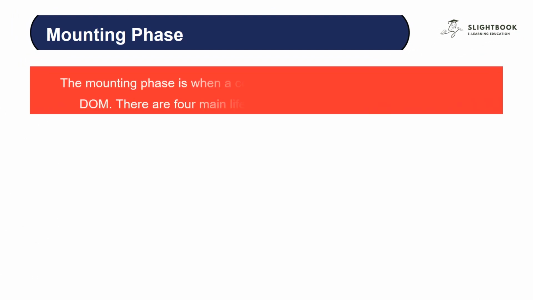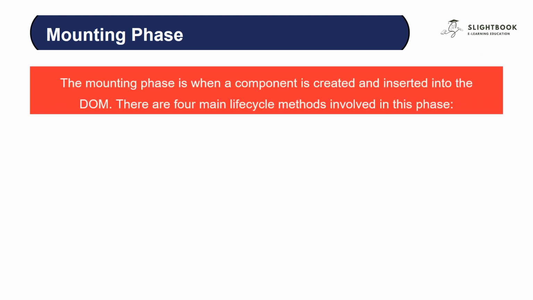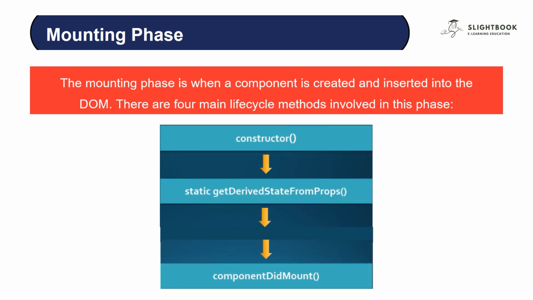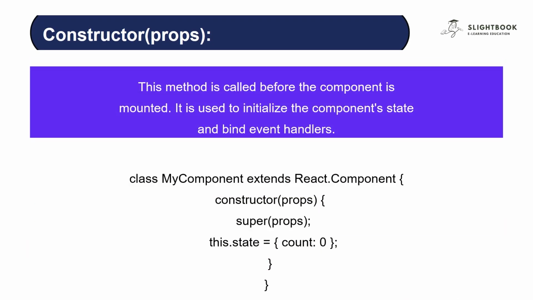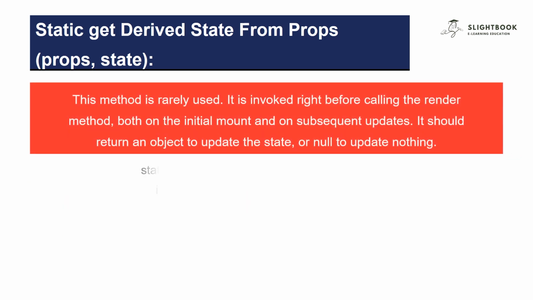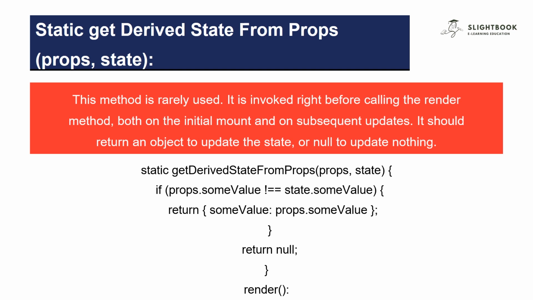Mounting phase. The mounting phase is when a component is created and inserted into the DOM. There are 4 main lifecycle methods involved in this phase. Constructor(props). This method is called before the component is mounted. It is used to initialize the component state and bind event handlers. static getDerivedStateFromProps(props, state). This method is rarely used. It is invoked right before calling the render method, both on the initial mount and on subsequent updates. It should return an object to update the state or null to update nothing.